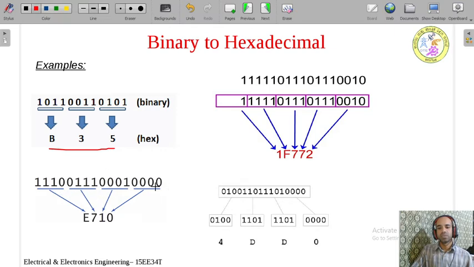Similarly you can try this one. This is the binary number given. Make a group starting from the right side. From here you need to group. So 0000, its equivalent value is 0. 0001, its equivalent value is 1. 0111 is 7, and 1110 is nothing but E.